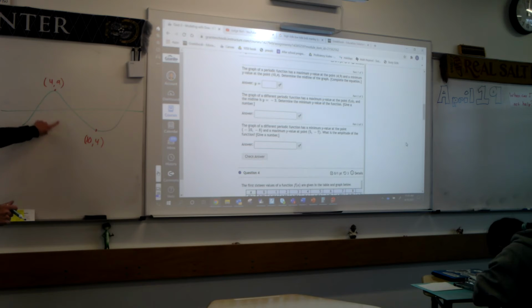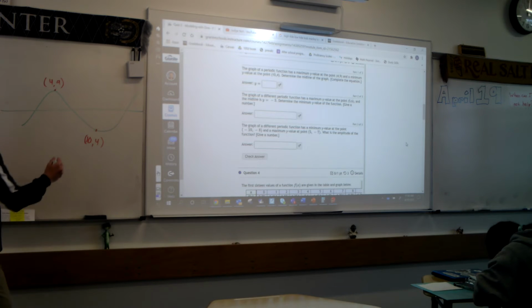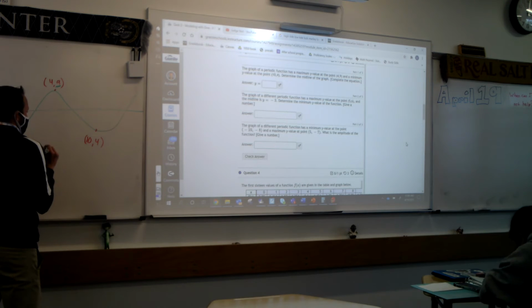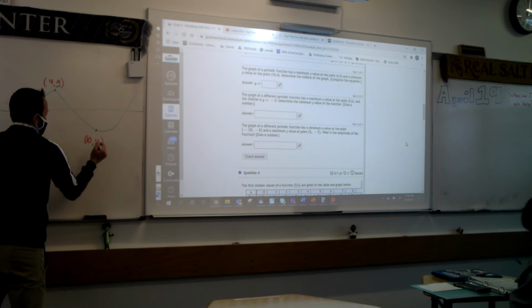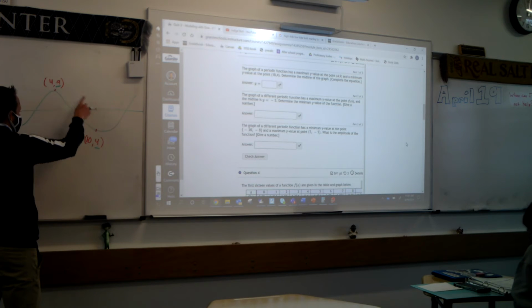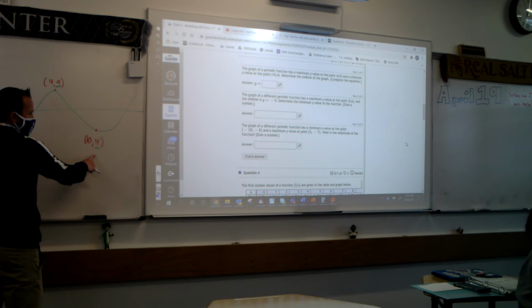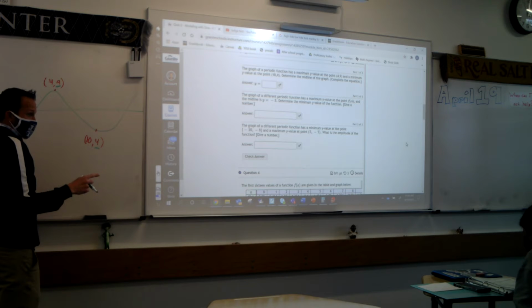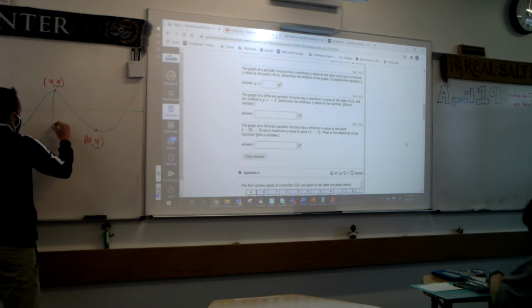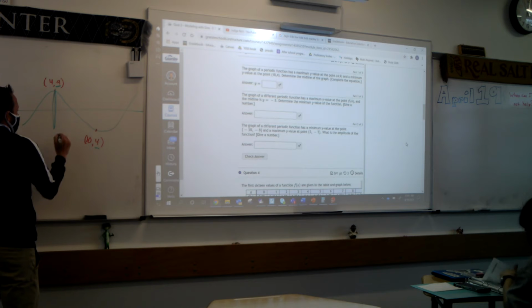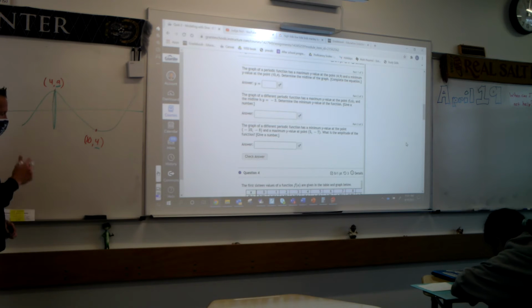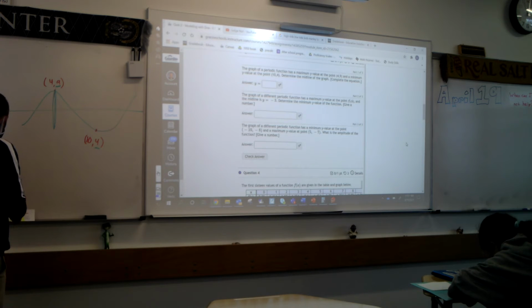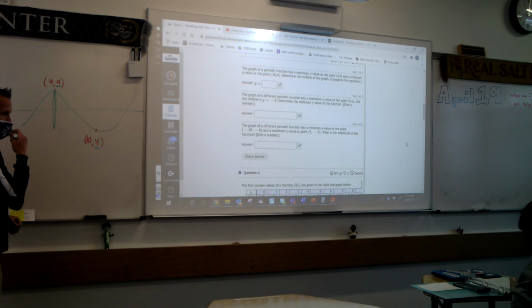Which values here are you focusing on? The y's, because we're looking at the heights here. What is our maximum height? 9. What's the minimum height? 4. What's the distance between 9 and 4? It's 5, right? So the distance between here and here is going to be a total of 5, right? 9 minus 4 is 5. So what does that mean? What is halfway between 9 and 4?